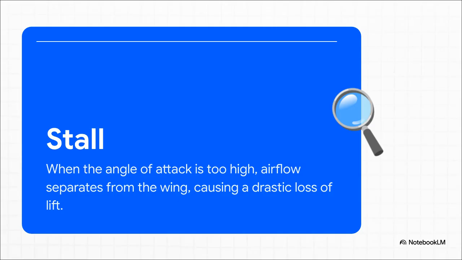If you get that angle too high, the air just can't stick to the top of the wing anymore. It separates, creating this big, messy, turbulent wake. The pressure difference that was creating all that lift just collapses, and the wing effectively stops flying. It's a critical situation that pilots train endlessly to avoid and to recover from.